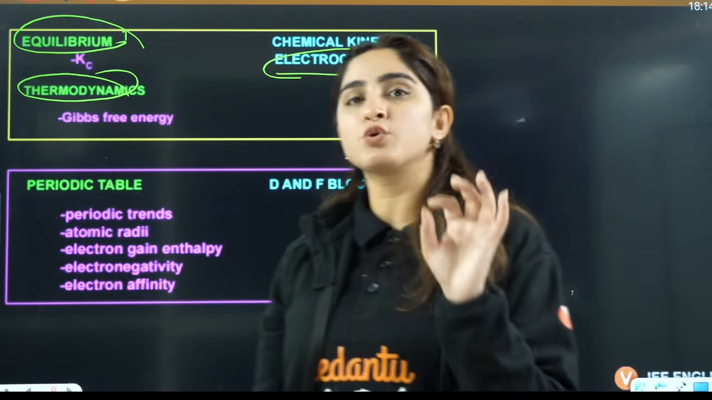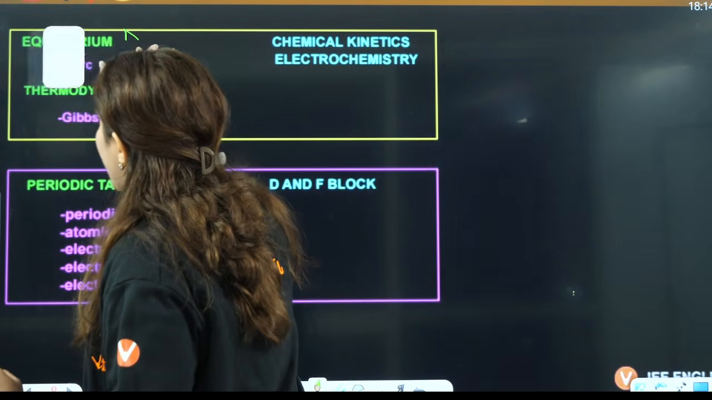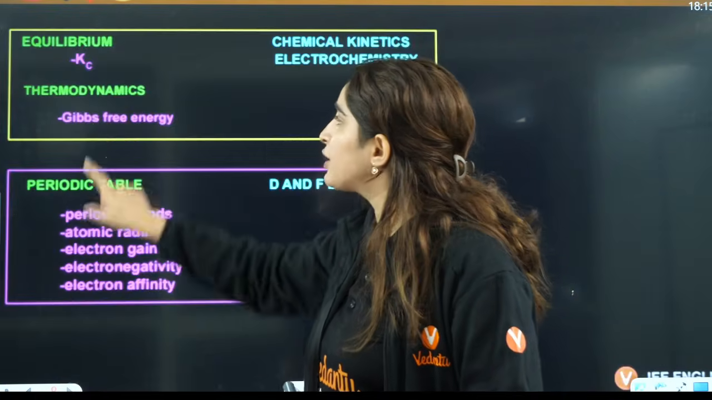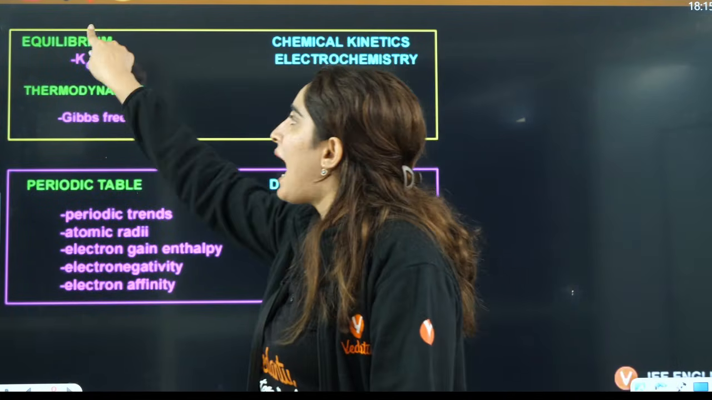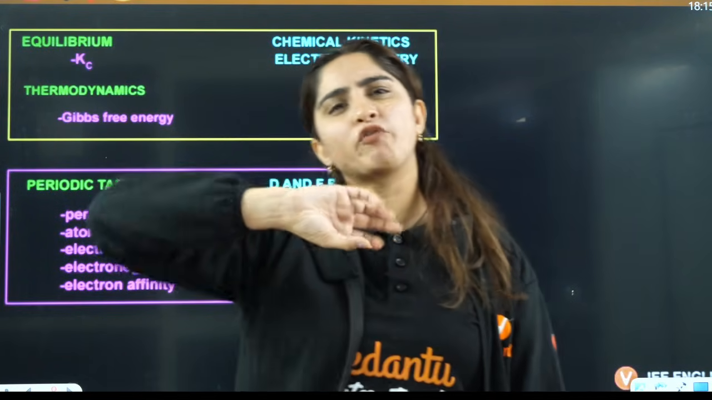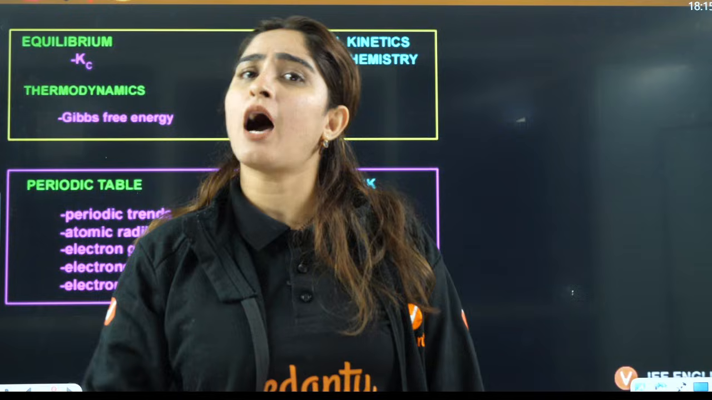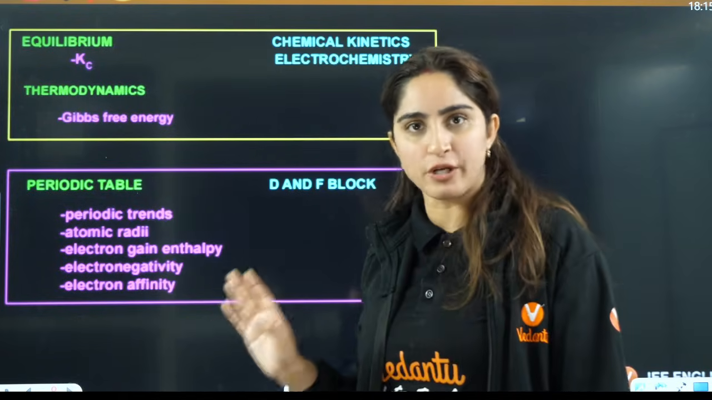But if you have to do some selected topics, then I would advise you, before starting electrochemistry, firstly do redox reaction, and after that go through Gibbs free energy of thermodynamics, that you should know. And from equilibrium, go through the concept of the equilibrium constant, Kc, what the formula of Kc is, how you write down Kc. Go through that, and that will help you in electrochemistry. Okay.